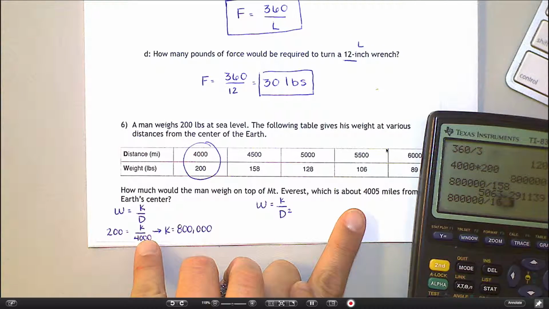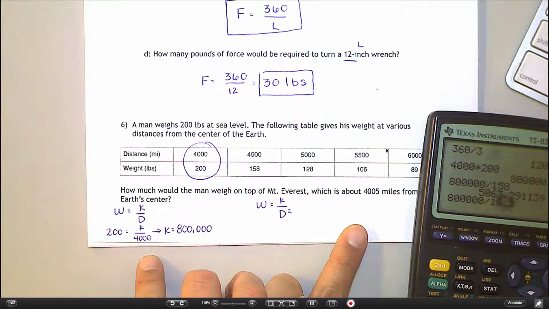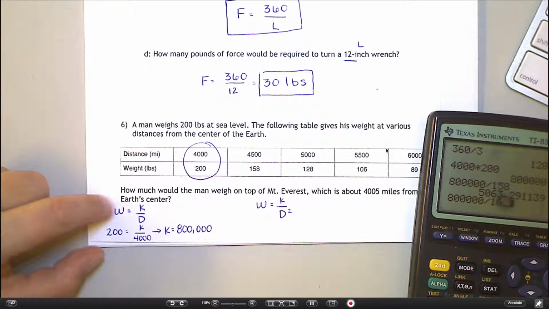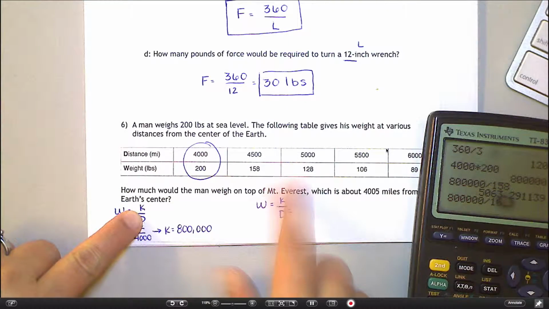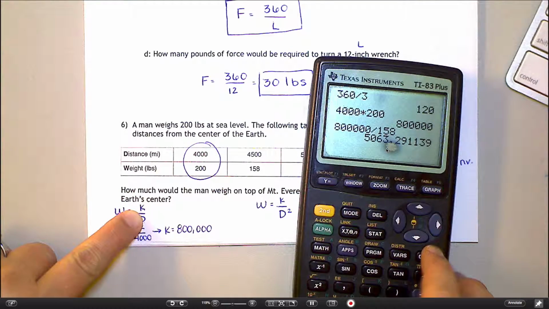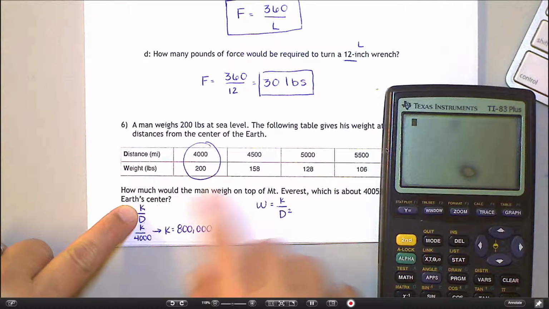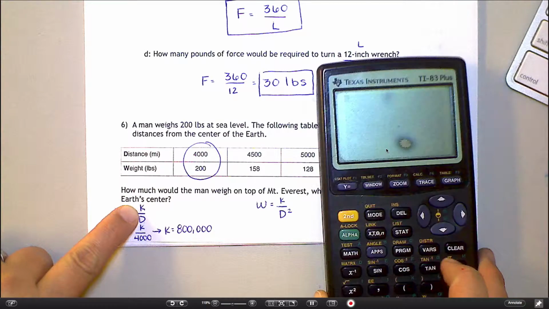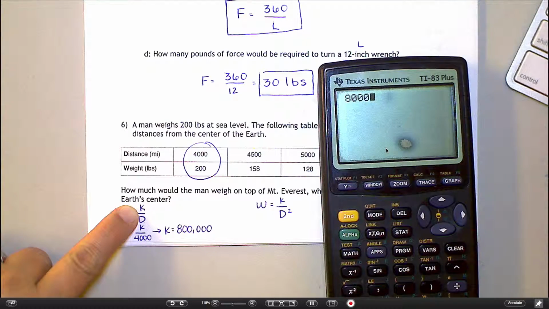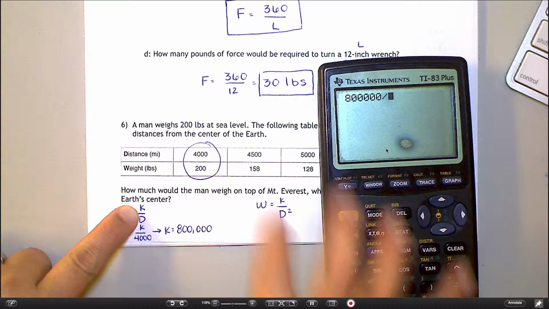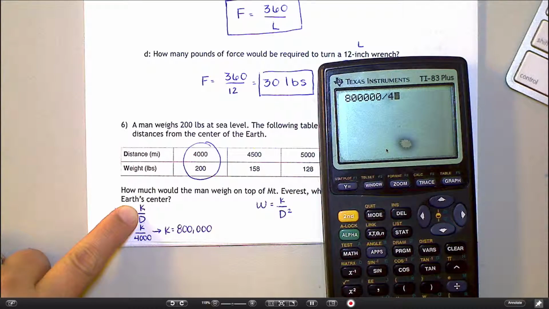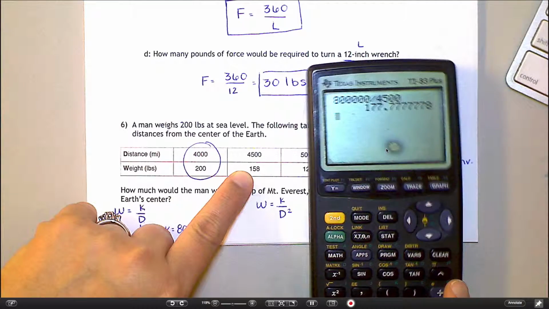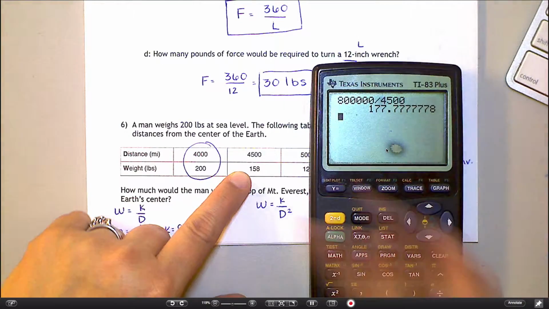should give me, oh, I'm sorry, I did that backwards, didn't I? I did. I apologize. It's 800,000 divided by the distance. So back up. So 800,000 divided by 4,500 should give me 158. It's still not going to work out, but 800,000 divided by the distance of 4,500 should give me my weight. Nope, didn't work out, okay, because this is 177, that's 158.